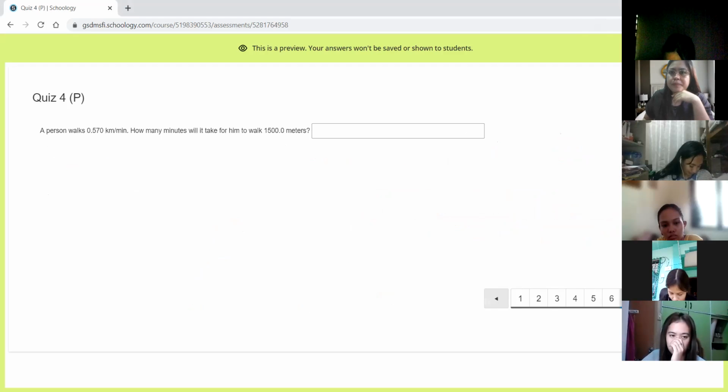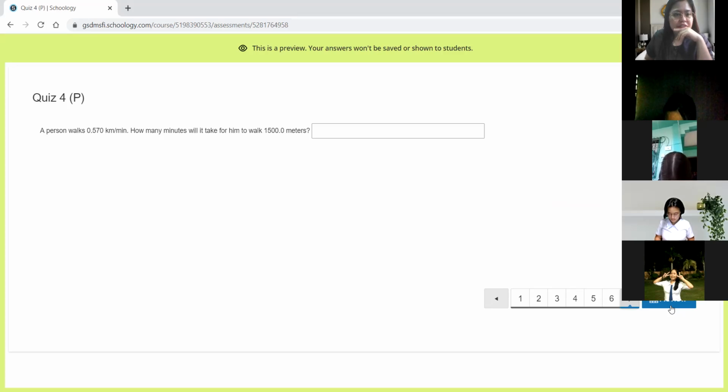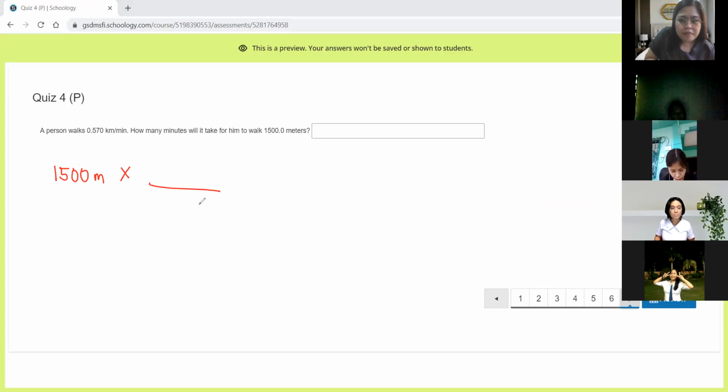Okay, this one. A person walks 0.570 kilometers per minute. How many minutes will it take for him to walk 1,500 meters? So the given is 1,500 meters. We will be looking for how many minutes he will walk. The other given is in kilometers, so we can convert meters to kilometers, class. What is the conversion factor? Meter should be on the bottom so it cancels. What is our conversion factor? 1 kilometer over 1,000 meters, ma'am.